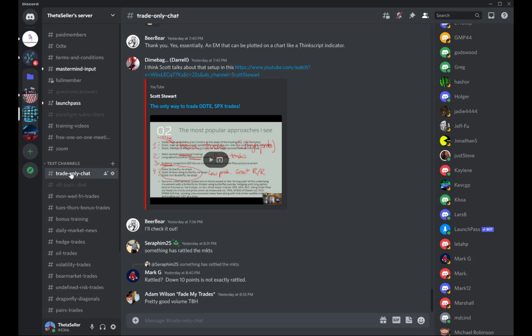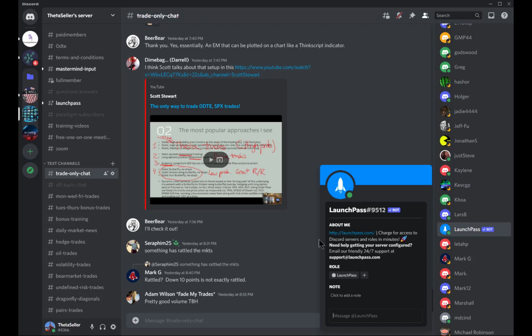And when you click on a channel, it is represented right in here. So first and foremost is the LaunchPass bot code. You need to take that email that you got from LaunchPass. It's got a unique code in it, and you need to go to the LaunchPass bot and enter your unique code in there.